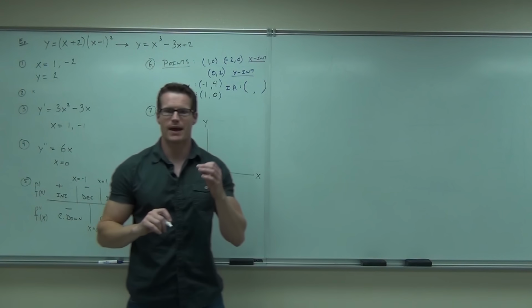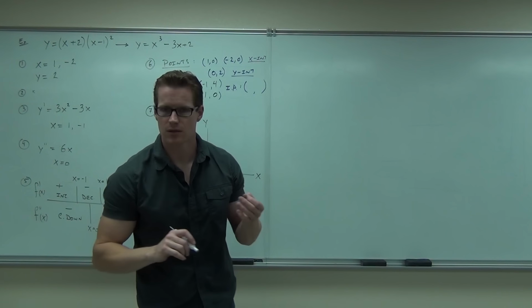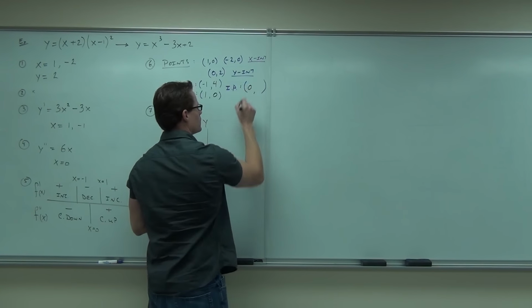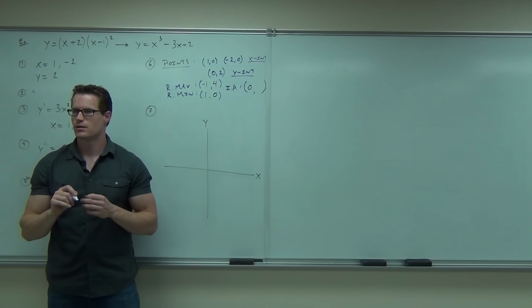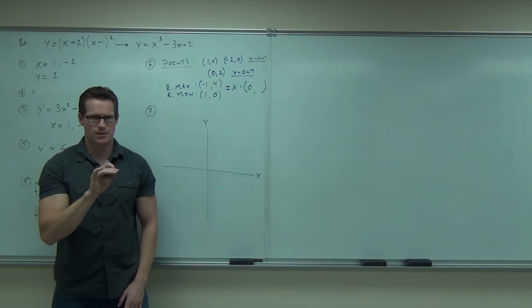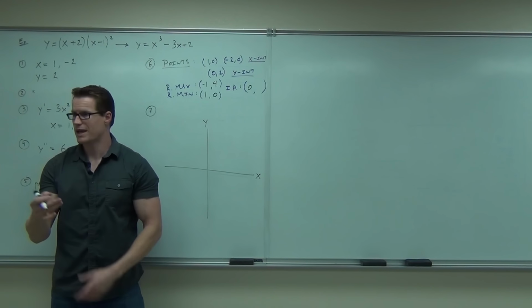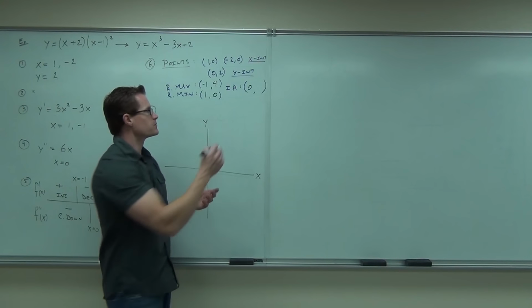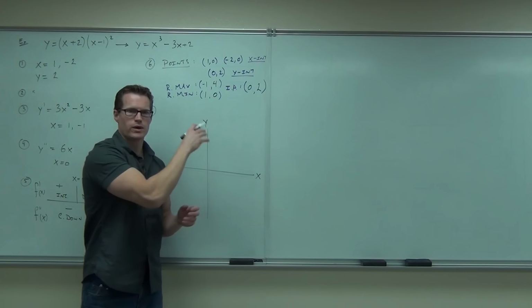Inflection point. Can you please tell me my x-coordinate for my inflection point? 0, 0. That's an interesting point, isn't it? Not only is it the y-intercept, it's also the inflection point. So we have that point twice, not a big deal. You feel okay with the points?